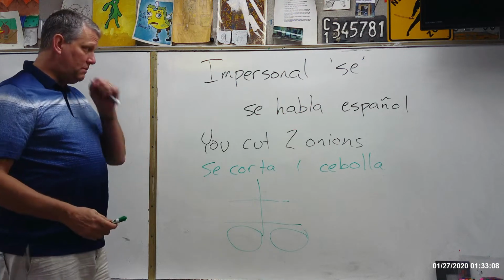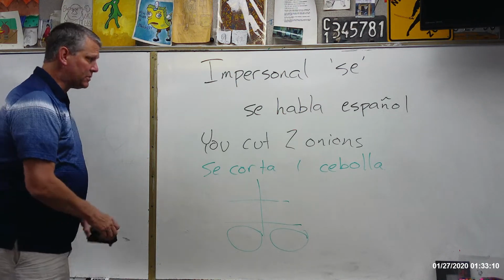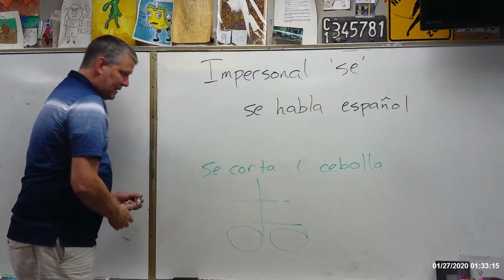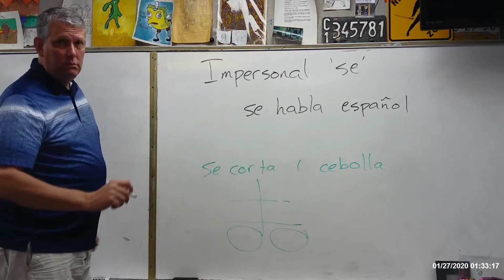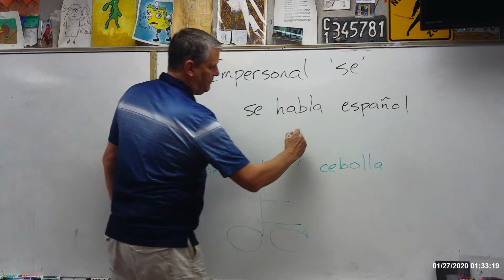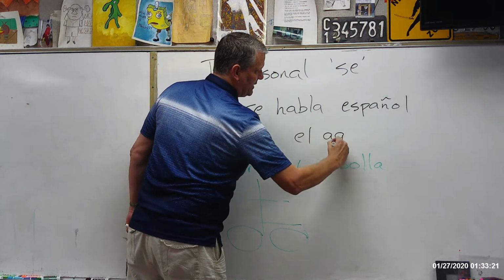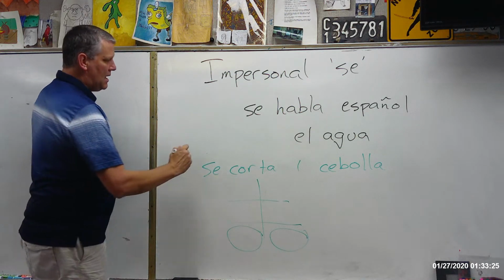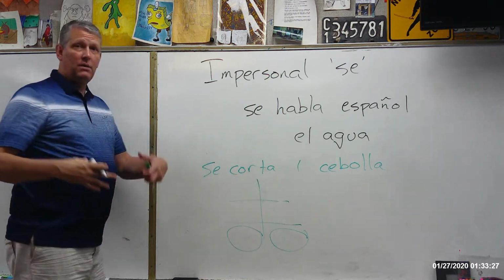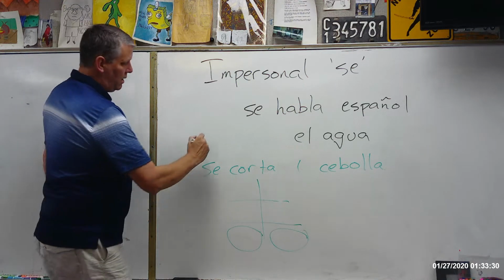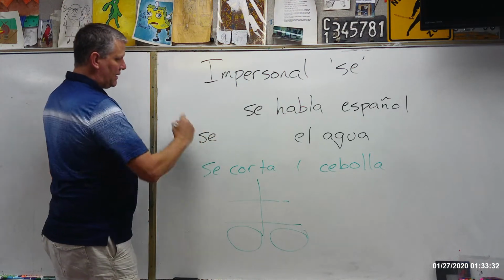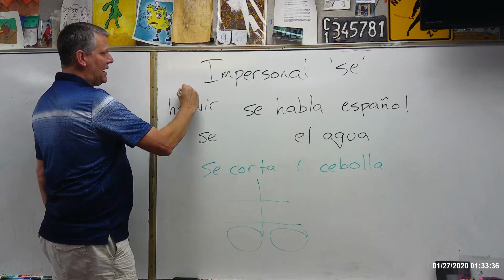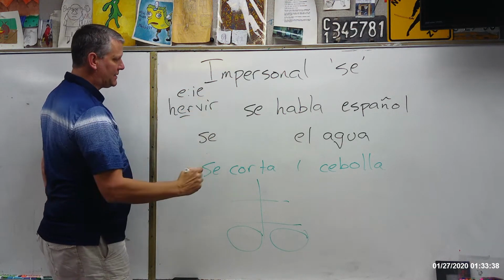Same thing if we're using different verbs. Let's say we're using the verb to boil. You want to boil the water, okay? Well, we have el agua, and yeah, it's a feminine noun, but it uses the masculine article right there. Long story. We want to say the water is boiled, okay? Once again, we use se. Now the verb to boil is hervir, okay? It's an E to IE stem changing verb, which makes it nasty.